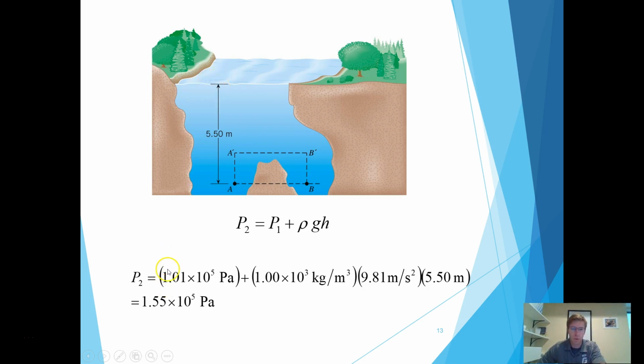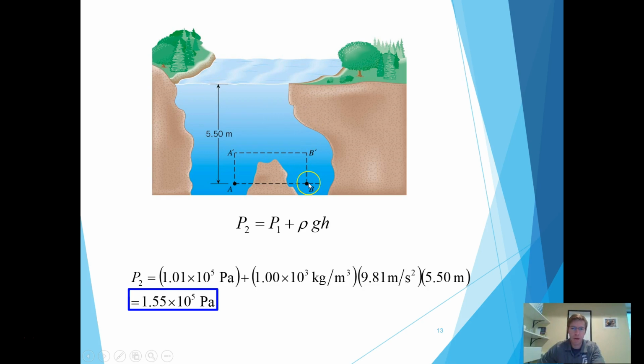So you have atmospheric pressure up here, which is 1.013 times 10 to the 5th pascals. You have the density of water, g and h, plug and chug, boom. The pressure at this depth would be 1.55 times 10 to the 5th pascals. So about 1.5 times what it is up at the surface of the water.